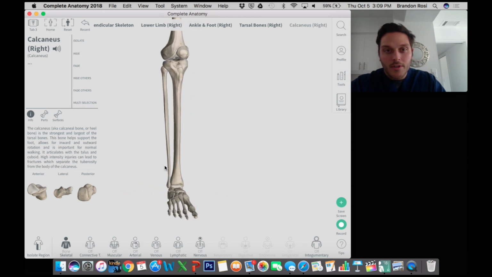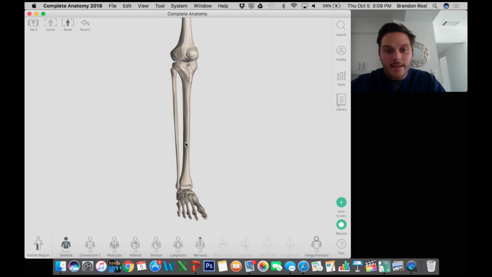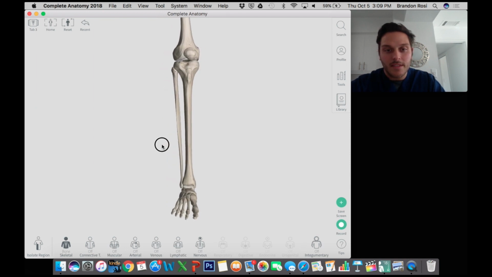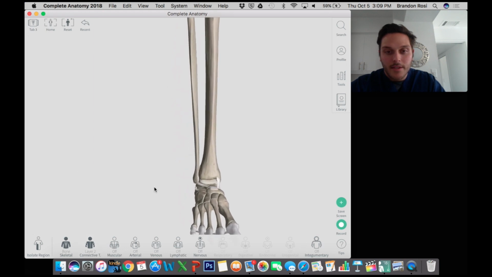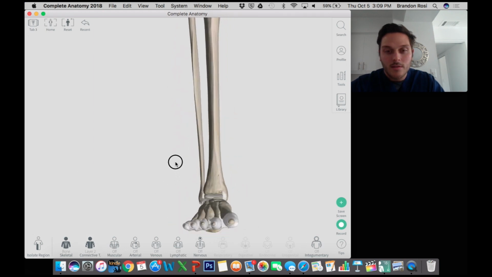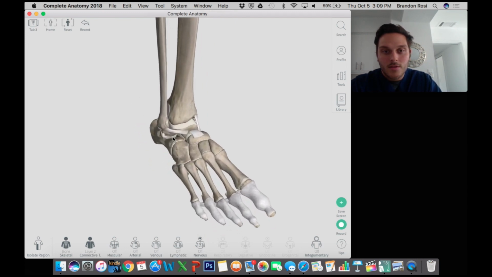So before we add any muscles to the mix, let me get some of those words out of the way. I want to add a couple of ligaments so we can talk about those. All right, let's add a couple more. All right, there we go. So we're going to zoom in here a little bit.